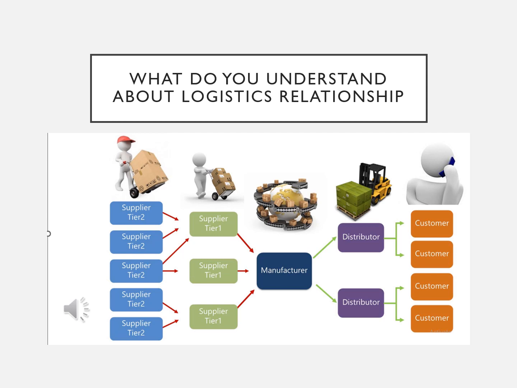Let's say supplier A has no relationship with supplier B, supplier tier 1, or tier 2. What will happen in the logistics process? Does it become more efficient and effective? When they have a good relationship, do they become more efficient? What do you think?